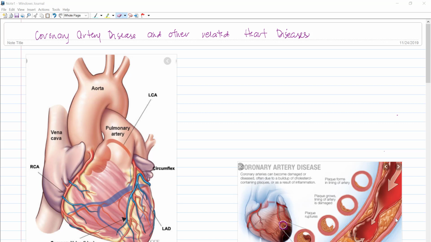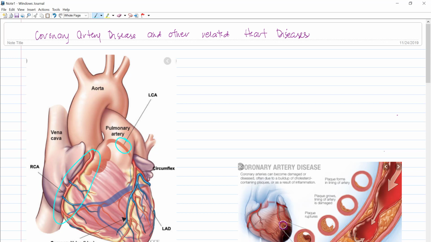So the concept that I'll discuss is about coronary artery disease and other related heart diseases. Before we discuss this disease process, you have to be familiar with the different coronary arteries that we have in our body. So as you can see in this image, we have here the right coronary artery. We have the left main coronary artery.